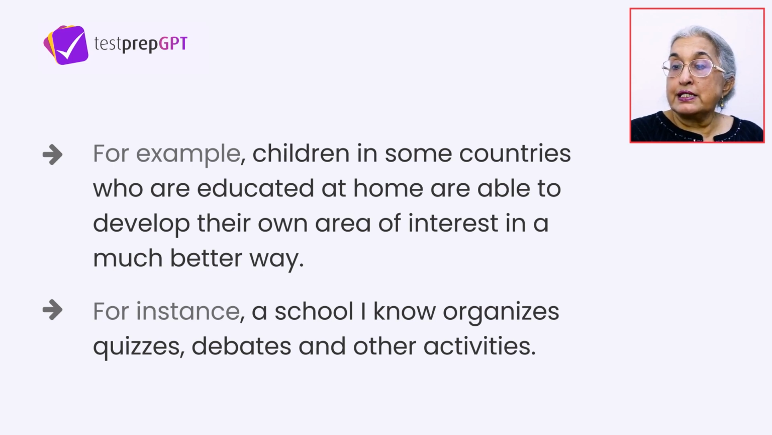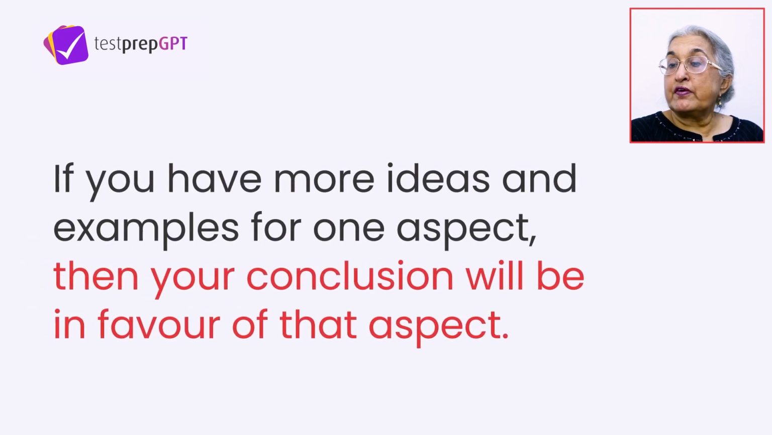So as I said, if you have more ideas and examples for one aspect, then your conclusion will be in favor of that aspect. So think about how many ideas you want to give and how many examples you want to give in support of those ideas. Do remember the word limit, though, because you cannot have an unlimited number of ideas and examples. So choose your examples carefully.